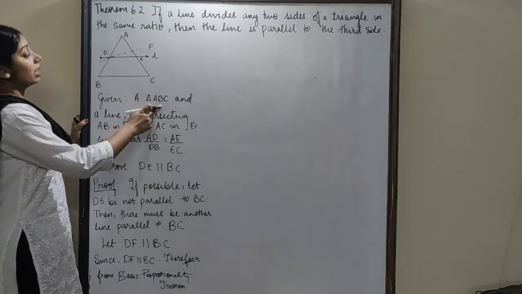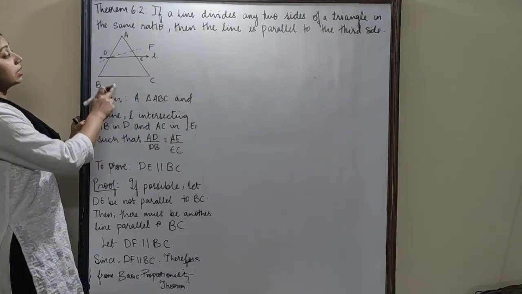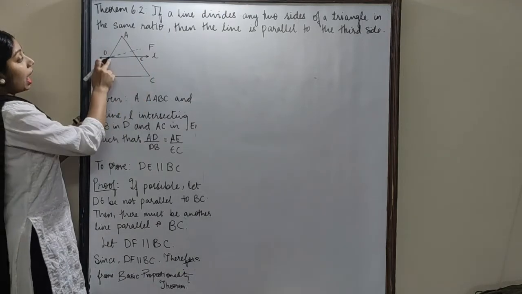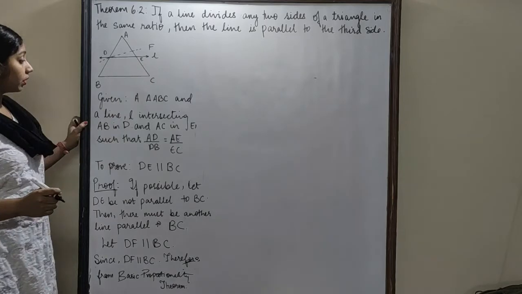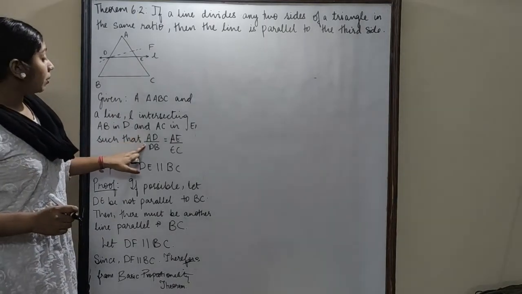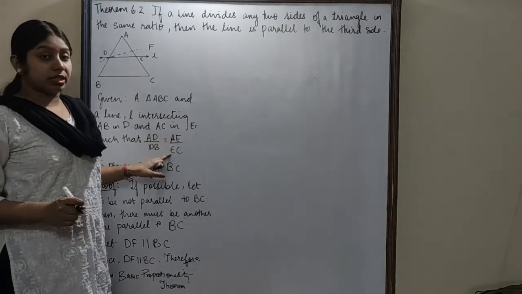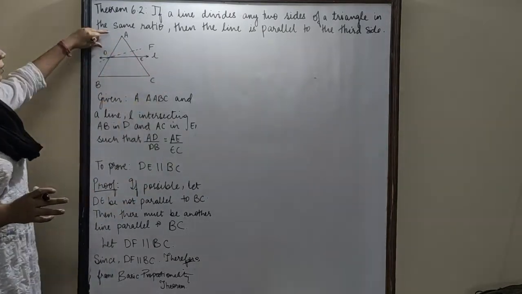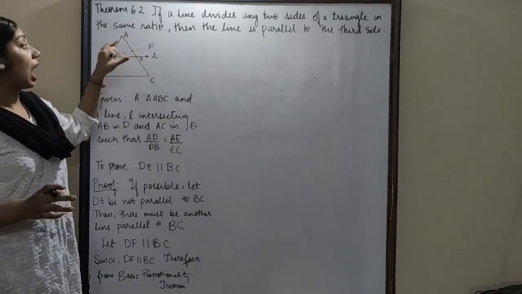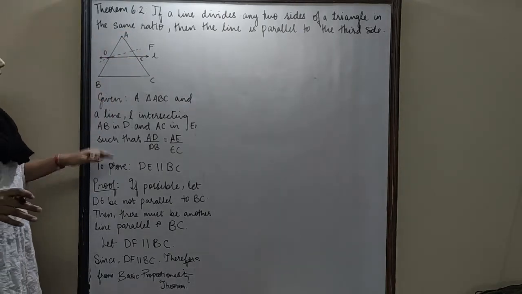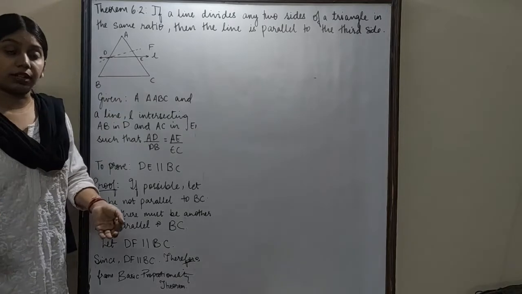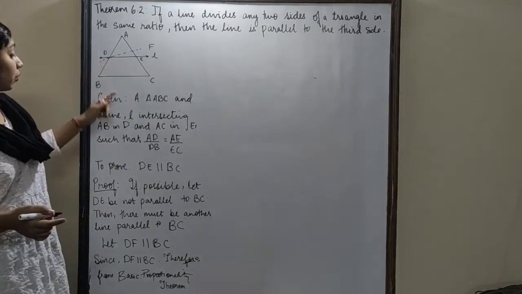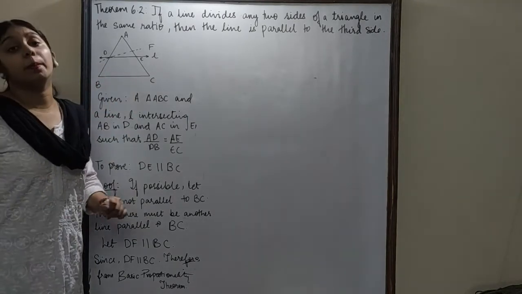It is given a triangle ABC and a line L, which is intersecting AB and AC at D and E, such that AD upon DB equals AE upon EC. This is given: if a line is dividing these sides and the ratios are equal, then this line is parallel to the third side. So this thing is already given. What do we have to prove? We have to prove that DE is parallel to BC.